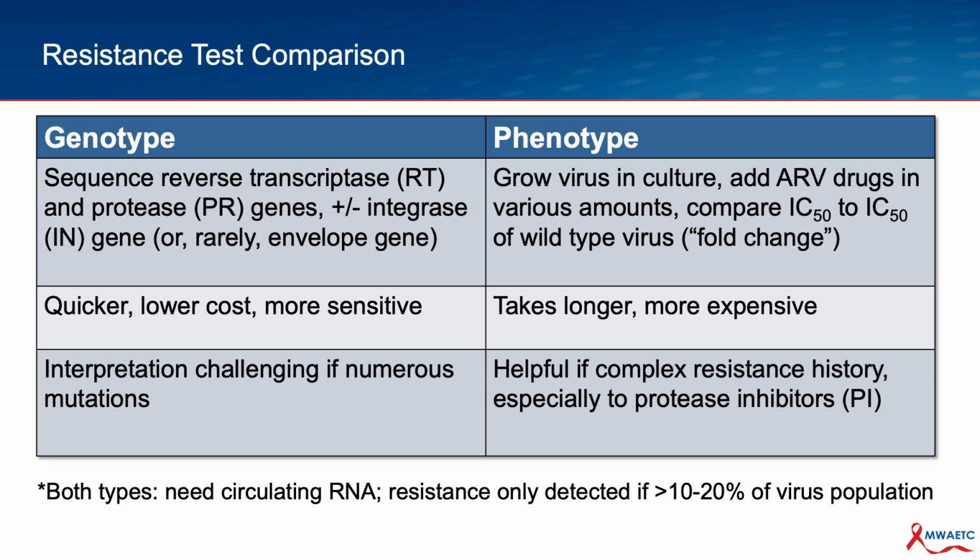So that comparison, or fold change, basically if it's 1, then it took the same amount of drug. If it's above 1, then it took more drug to suppress growth of the patient's virus, and that's indicative of resistance. If it's less than 1, then that would be hypersusceptible. It took less drug. So that's a phenotype.